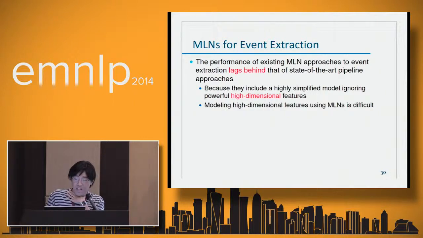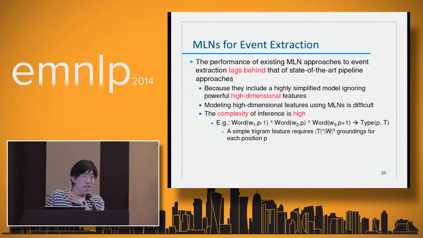But why is modeling high-dimensional features using MLNs difficult? Because the complexity of inference is high. And so let's take a look at this formula in an MLN, which involves a word W2 as well as the words to its left and right, W1 and W3.